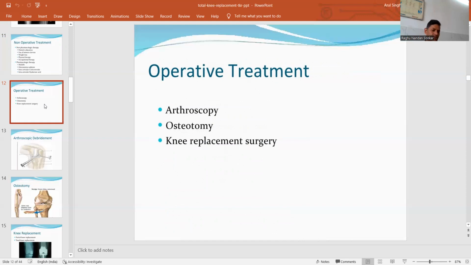Now we come to operative treatment. Operative treatment may be arthroscopic debridement in large joints. The second one is osteotomy in the early stage of young patients below 40, 45, in whom we cannot perform replacement surgery in the early stage. So osteotomy is a good option for patients below 40 or below 50 years. And the last one is knee replacement surgery.